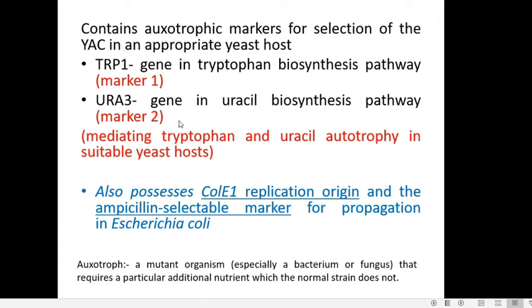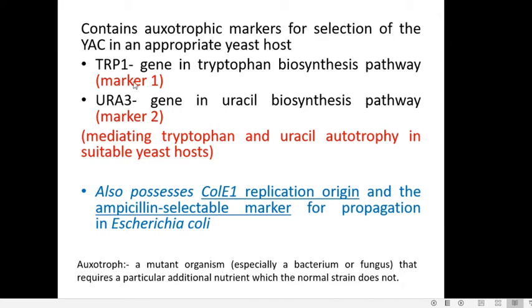So, that is how you use them as markers. The principle of TRP1 as a marker is the same as that of the URA3 gene. These two markers mediate tryptophan and uracil auxotrophy in suitable yeast hosts. You are using mutant yeast cells as host cells, which either lack the ability to synthesize tryptophan or lack the ability to synthesize uracil on their own.